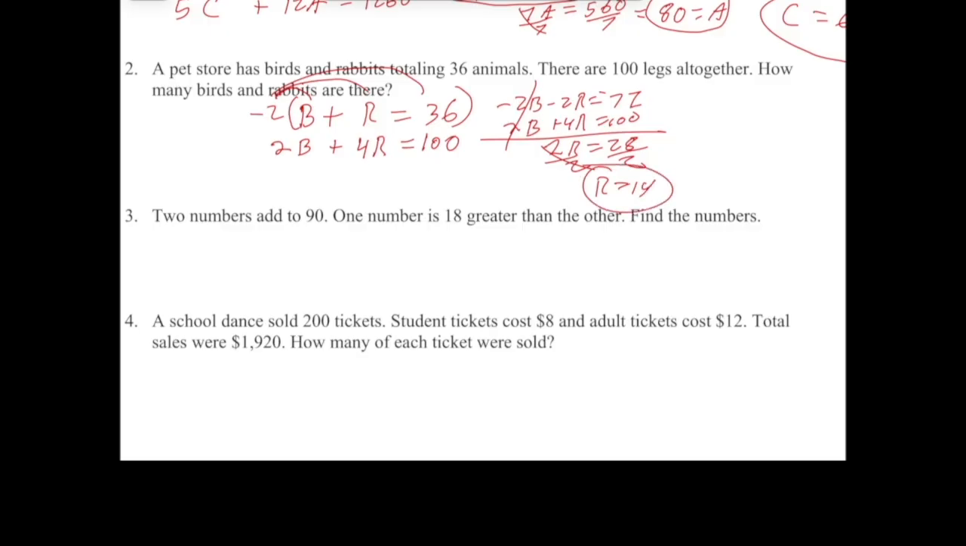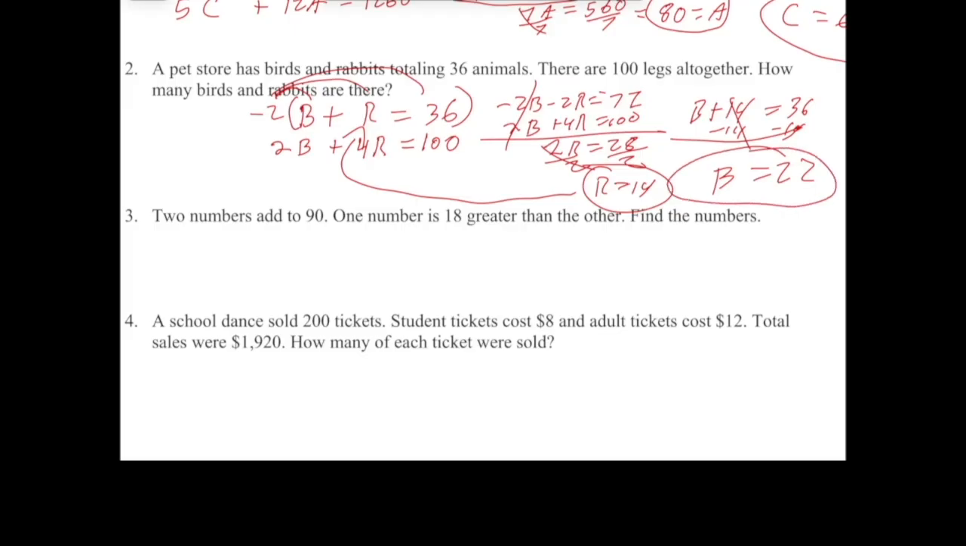Okay? Cool. Now I'm going to plug it right back in there. So my birds plus my 14 rabbits is going to equal 36 animals. Subtract your 14 from each side, and I'm going to get my birds equal 36 minus 14. Sorry, that's a little sloppy. And I'm going to get 22. Okay, and there's my 36 animals and my 100 legs.